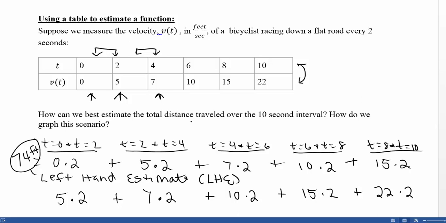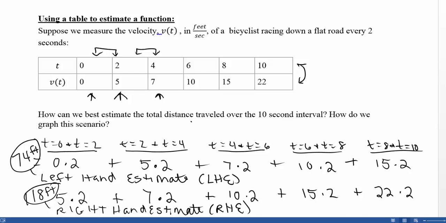So I multiply all these smaller pieces together, and I add them up, and I'm going to get 118 feet. Okay? And this is called the right-hand estimate. And it's called the right-hand estimate because, again, we're always picking the rate on the right.